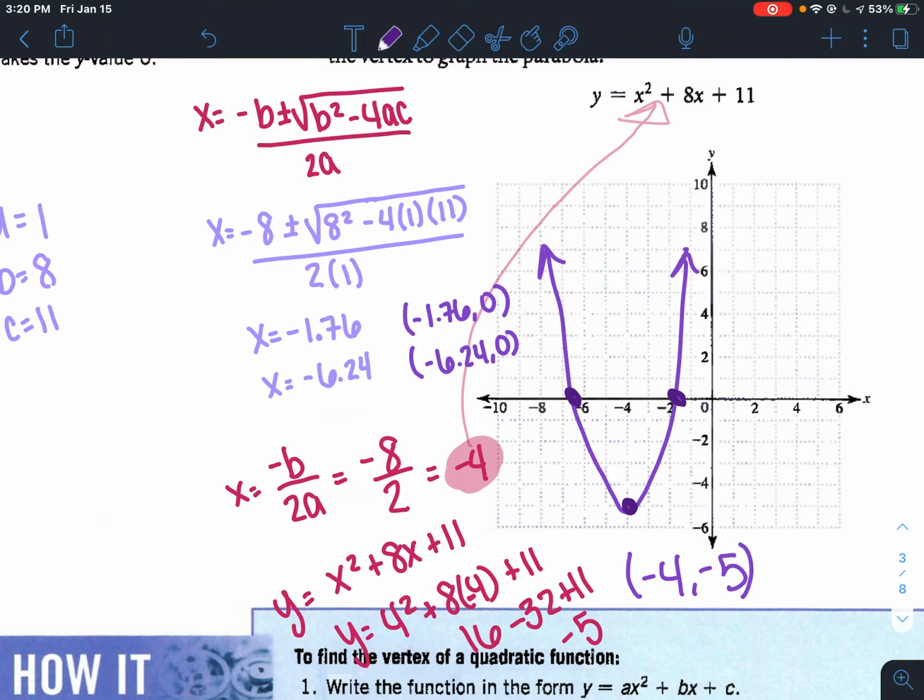Okay. So number 3, suppose a parabola has the x-intercepts of (5, 0) and (11, 0). What 2 factors would be present in the quadratic function?